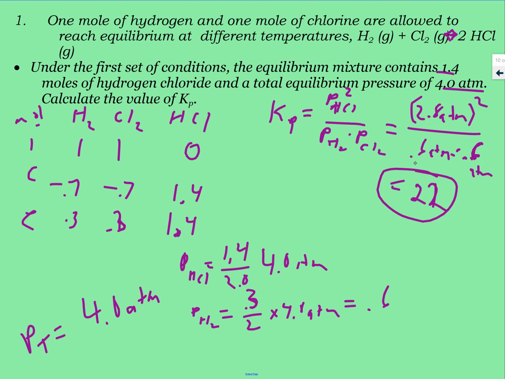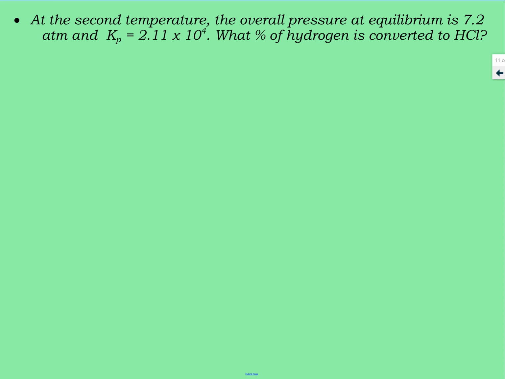And that's how you do equilibrium expressions. Oh wait, there's a second part to this question. This is really part B. Let's do the second part of this question. We need to remember that we had 1 mole of H2 and 1 mole of Cl2 to begin with. At a second temperature, the overall pressure at equilibrium is 7.2 atmospheres and Kp equals 2.11 times 10 to the 4th. What percent of hydrogen is converted to HCl?